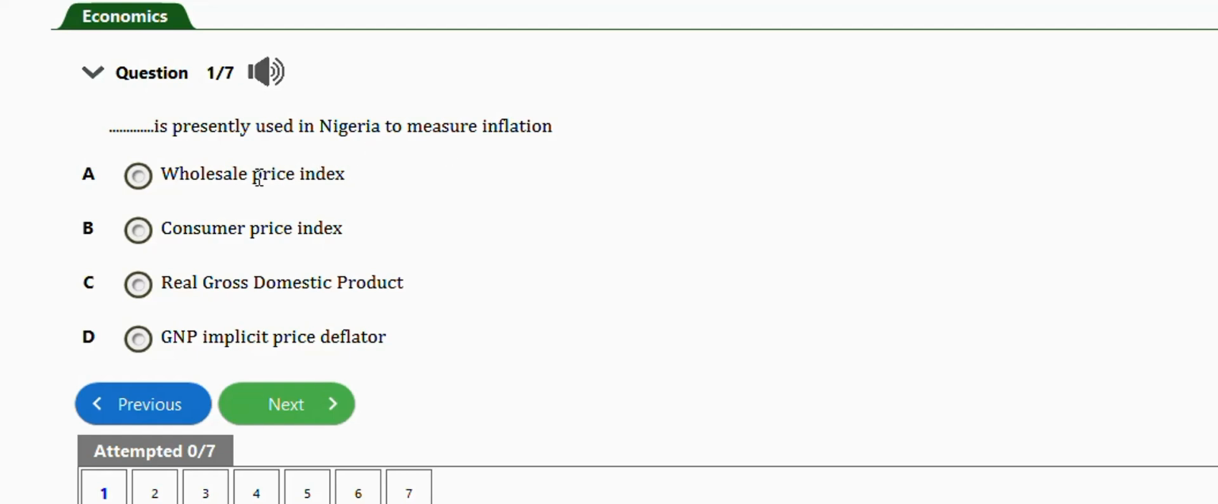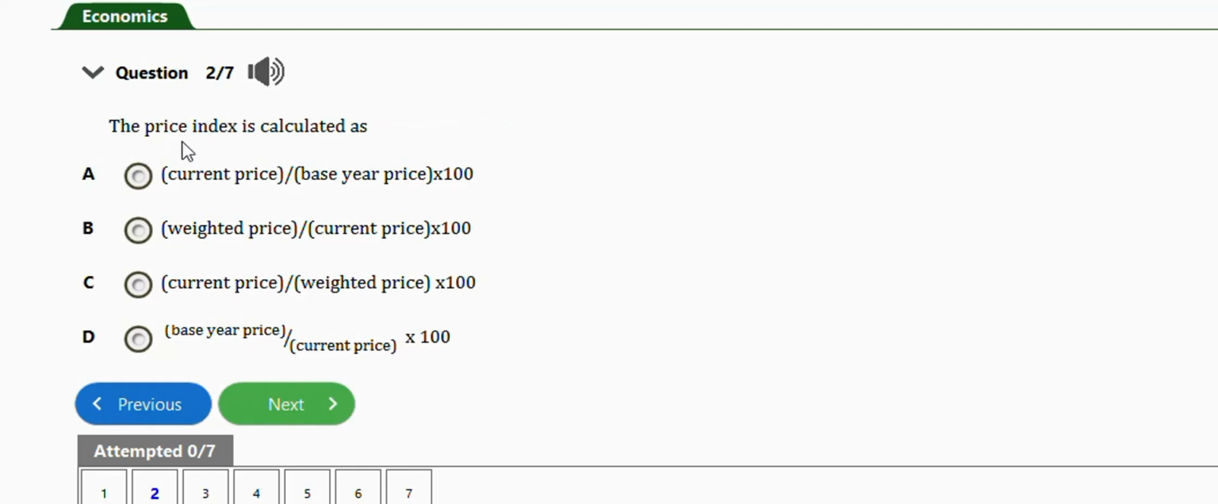We have wholesale price index, consumer price index, real gross domestic product, GMP, implicit price deflector. So guys, the right answer is option B, which is consumer price index. Very important. Next question is this one. It says the price index is calculated as current price over base price times 100 over 1. That's the right answer, guys. Take notes of this. Very, very important.